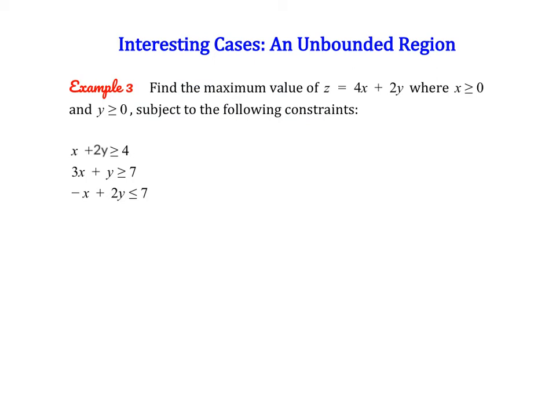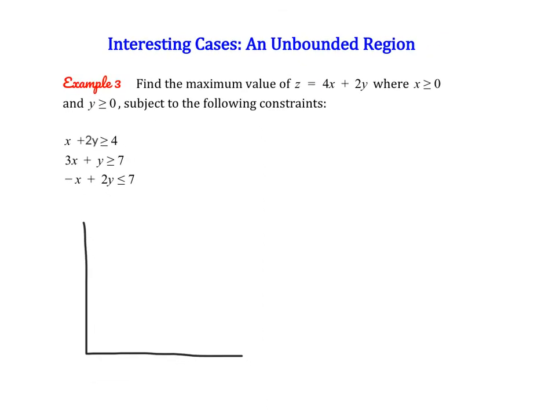Okay, the last type of interesting case I want to talk about is when you have an unbounded region. So here they want us to find the maximum value for this objective function when x is greater than or equal to 0, y is greater than or equal to 0, and having the following constraints. So we're going to start by graphing our constraints. So I'm going to do red, blue, and green.